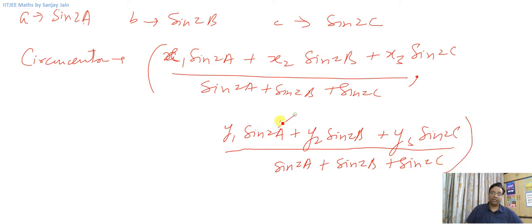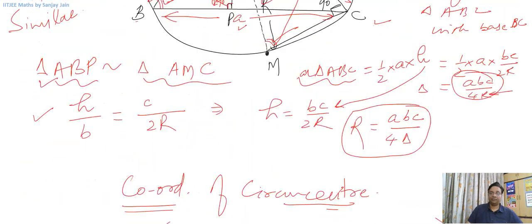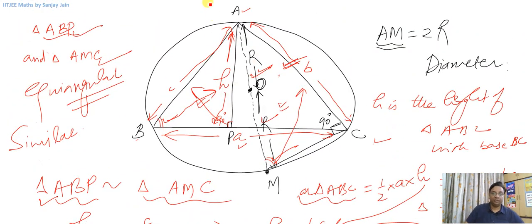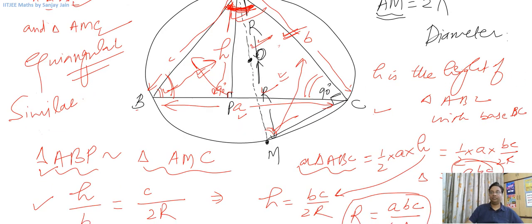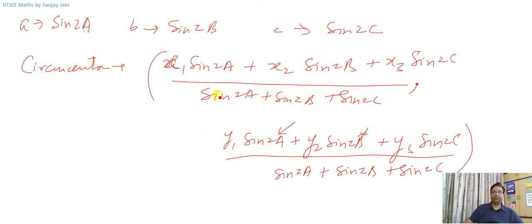Where what are these a, b and c? These are angles, right? Which angles? For example, this is my vertex A and this is the angle A that I am talking about. So I am taking sine of double of this angle here, sine 2a. Okay, this is angle B, this is angle C. So these are the coordinates which you can memorize directly from here. All right.